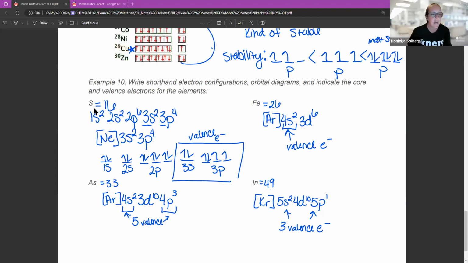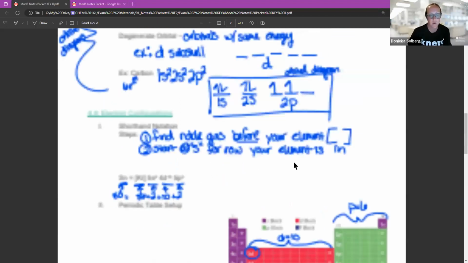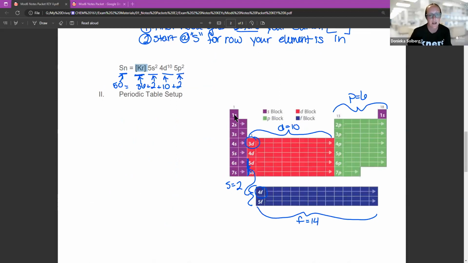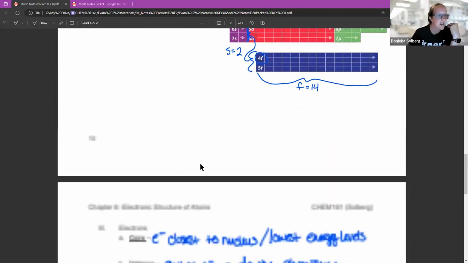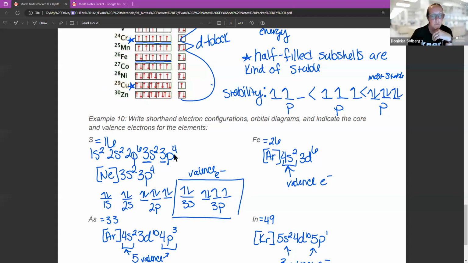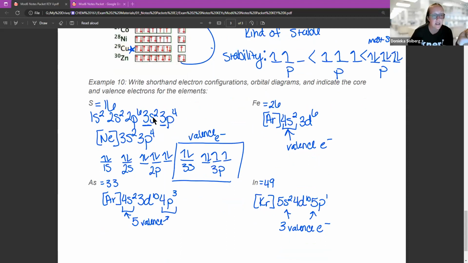So I'm going to start at my 1s and then go until I get to 16. I'm going to look back up at my periodic table. 1s comes first, s holds 2, and then 2s, that'll be 2 more, and then 2p, that's 6 more, so now we're at 10, and then 3s holds 2, so that's 12. Once I've gotten to 12, my next one is 3p, and I need to put 4 in there because then all those exponents add up to 16. I've got 16 electrons. So this is the whole electron configuration.